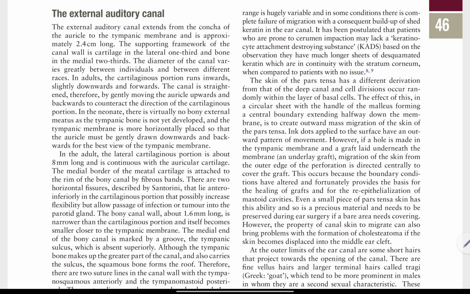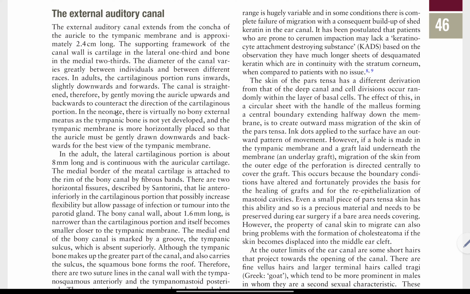The external auditory canal. The external auditory canal extends from the concha of the auricle to the tympanic membrane and is approximately 2.5 cm long. The supporting framework of the canal walls is cartilaginous in the lateral one third and bony in the medial two thirds. The diameter of the canal varies greatly between individuals and between different races. In adults, the cartilaginous portion runs inwards, slightly downwards, and forwards. The canal is straightened, therefore, by gently moving the auricle upwards and backwards to counteract the direction of the cartilaginous portion.